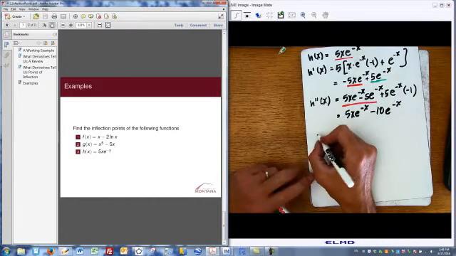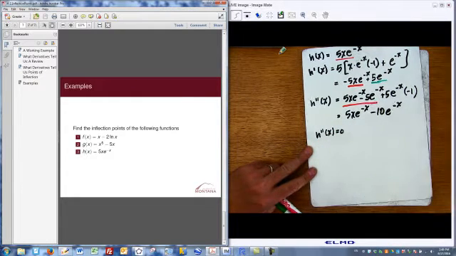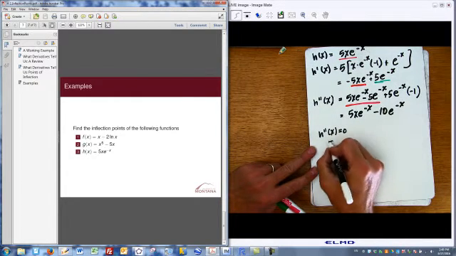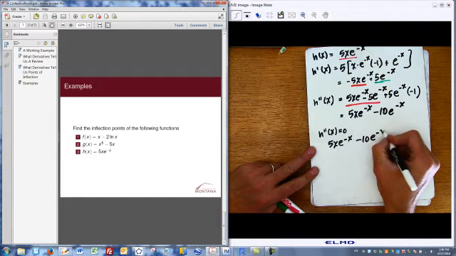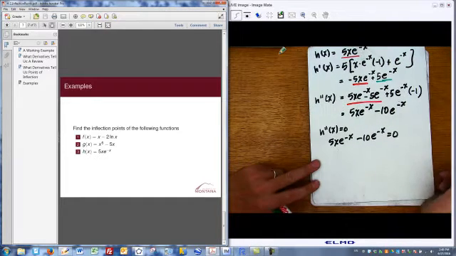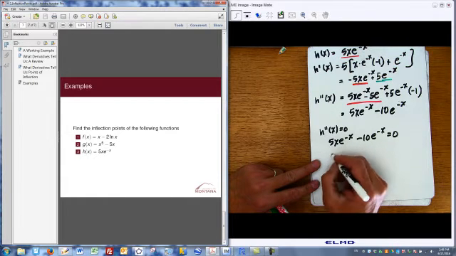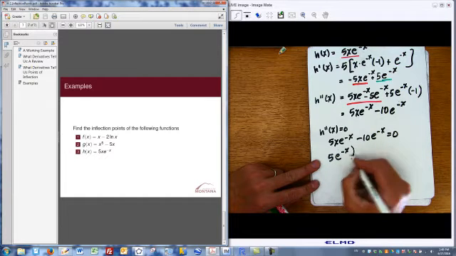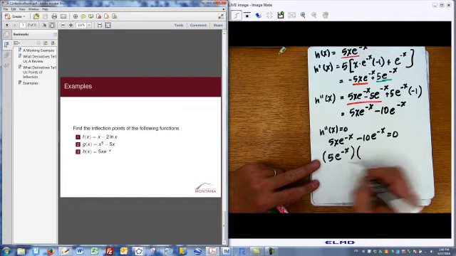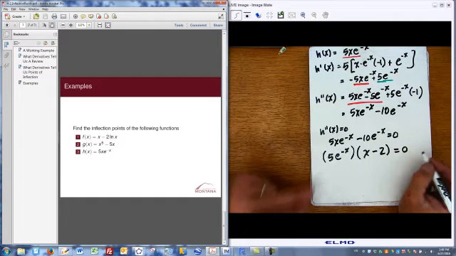Let's go ahead and find out where the second derivative is equal to 0. So that's going to be equal to 0 at 5x e to the negative x minus 10 e to the negative x is equal to 0. I can see I have an e to the negative x and a 5 common to both, so I'll take that out. 5 e to the negative x, that all times, let's see, it'll be x minus 2 equal to 0.